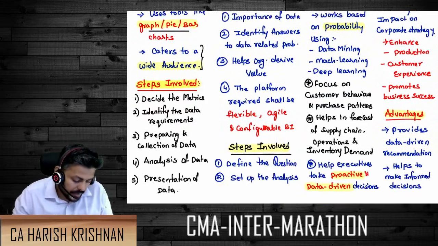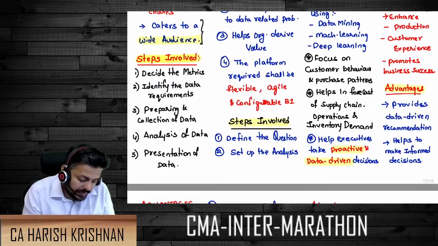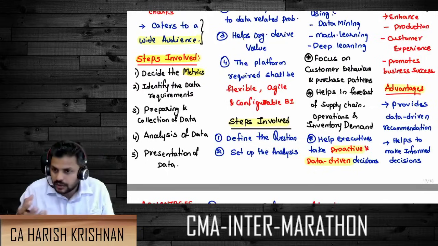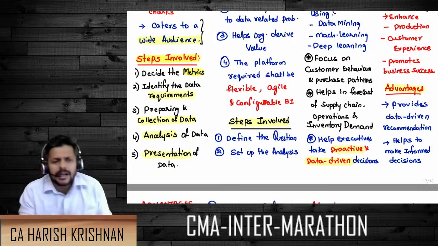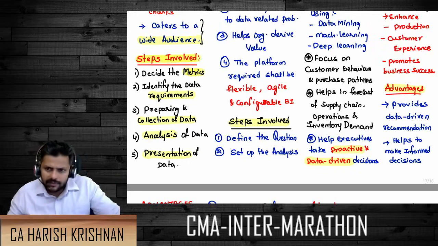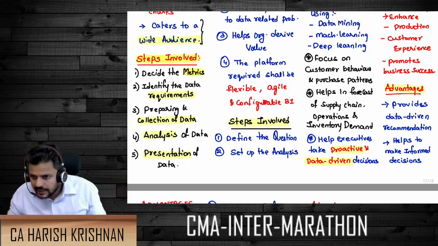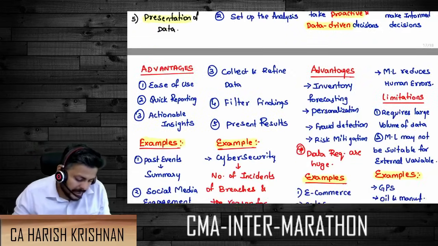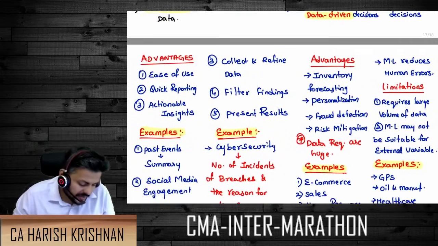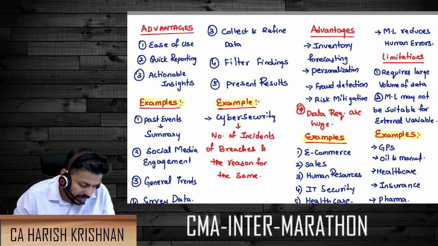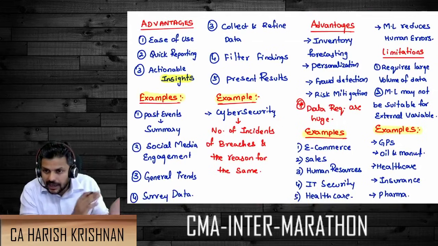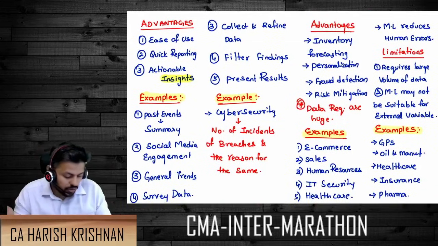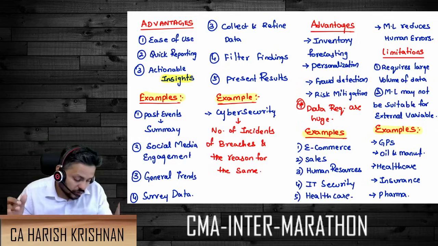audience. Then if you see what the steps involved are, first define what you want, decide the metrics you want, followed by identify the data requirements, prepare the data, analyze the data, and present the data, much like all the steps that we have been discussing all this while through the entire syllabus. Followed by, very easy to use is the first advantage of descriptive analytics, very quick reporting, and you can pick up some actionable insights. If that happened in the past, what are the next set of actions that you should take? That actionable insight you can also pick up.